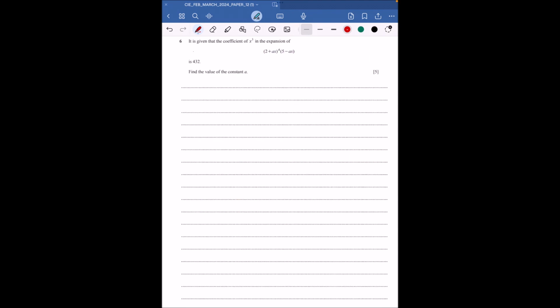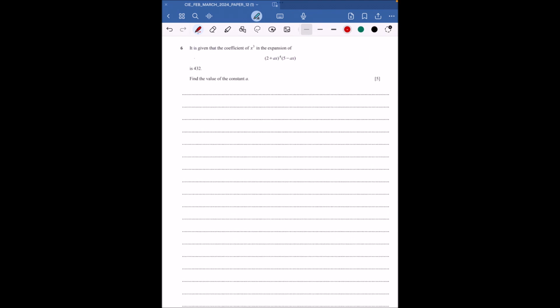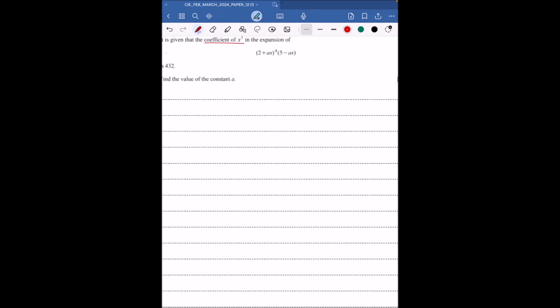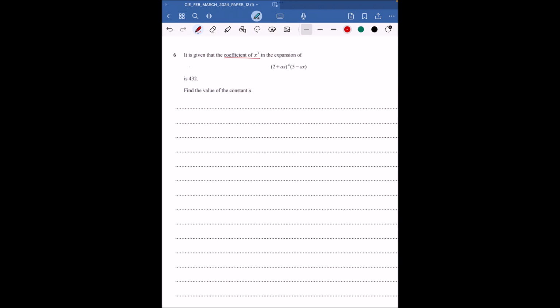Question 6. So this is binomial expansion. The coefficient of this when you expand this. So for this question, in binomial expansion, I think there's an easy way to do it. Whenever you are looking for the coefficient of something and you're multiplying two things, think of what you can get from here to multiply with this to get cube.